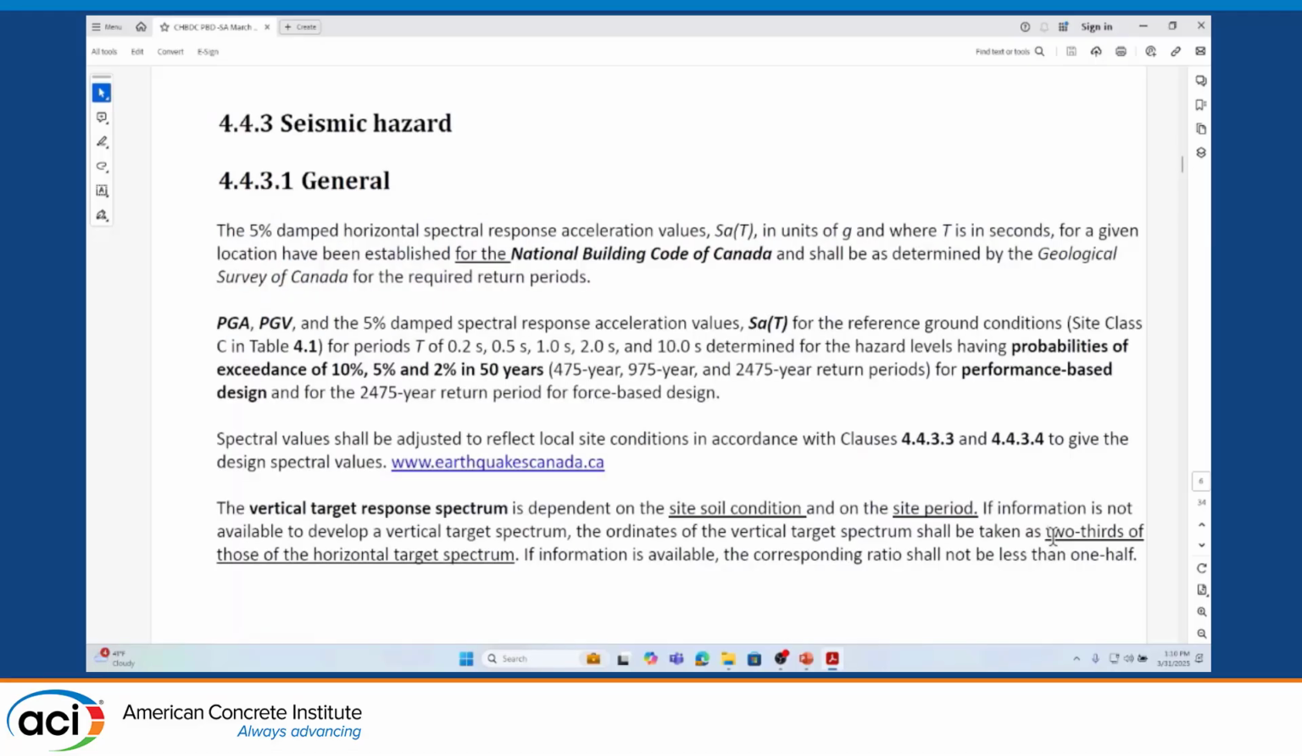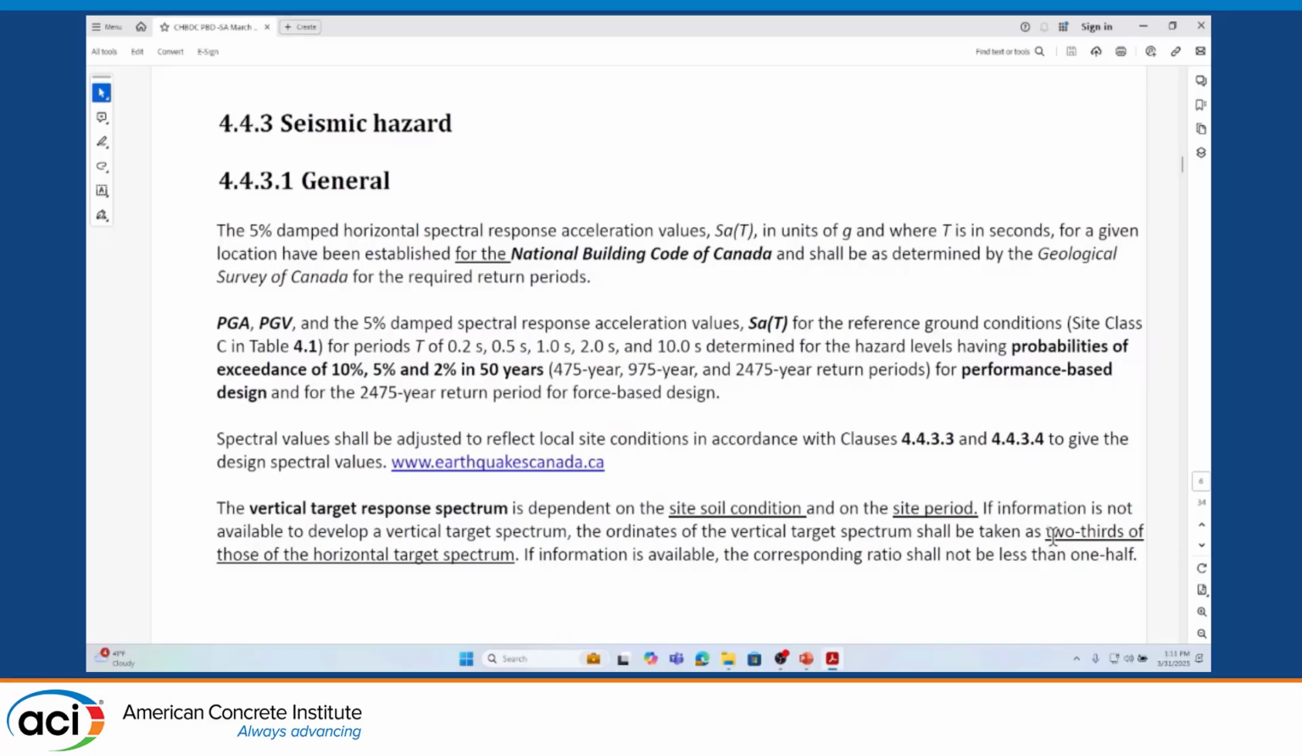In the Canadian Highway Bridge Design Code, the seismic hazards have been adopted from the National Building Code of Canada, where the peak ground acceleration, peak ground velocities, and spectral acceleration responses are all determined for site class C, which is the reference ground condition. Site class C means very dense soil and soft rock. These are determined for periods of 0.2 second, 0.5 second, 1 second, 2 seconds, and 10 seconds, and for three hazard levels: 475, 975, and 2,475-year return periods. These are for performance-based design.